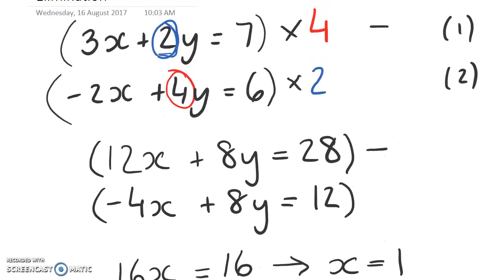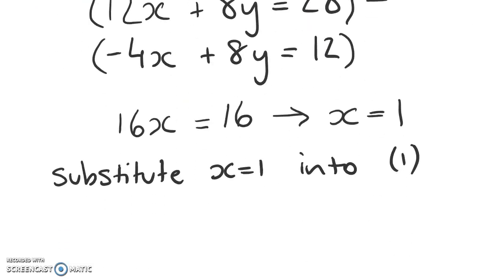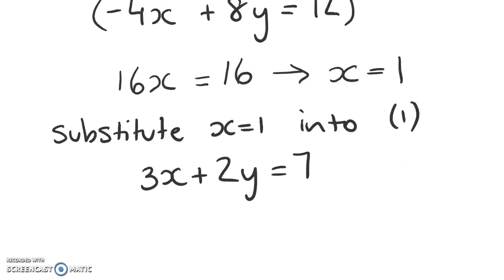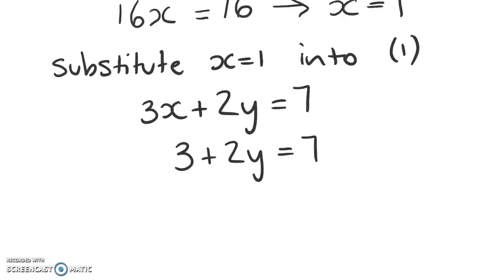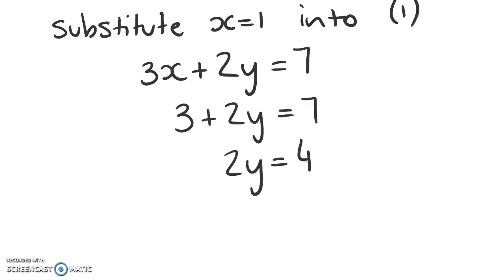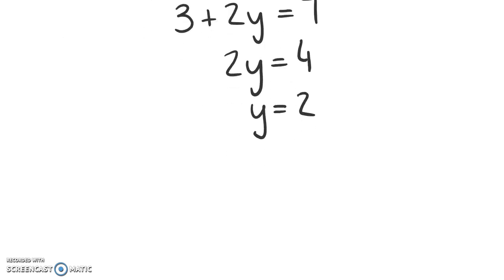So 1, we had 3x plus 2y equals 7. X equals 1, so we have 3 times 1, which is 3, plus 2y equals 7. Let's subtract 3 from both sides. 2y equals 4. Divide both sides by 2, y equals 2. So now we have, therefore, x equals 1, y equals 2.